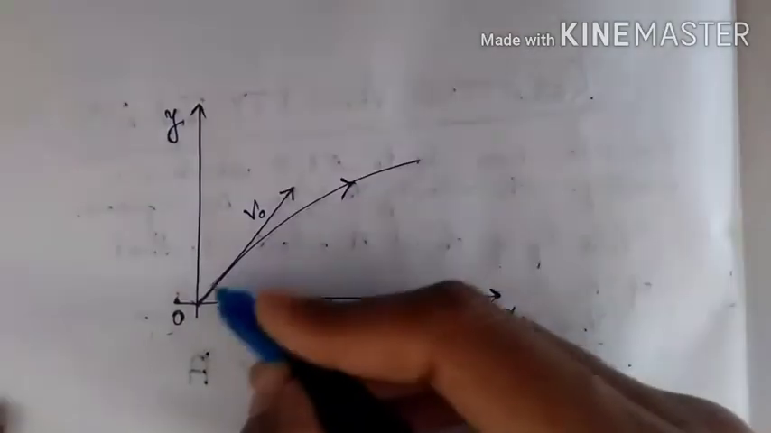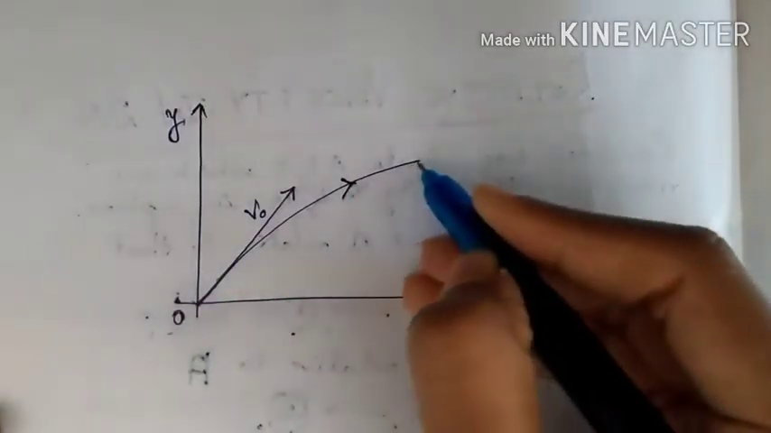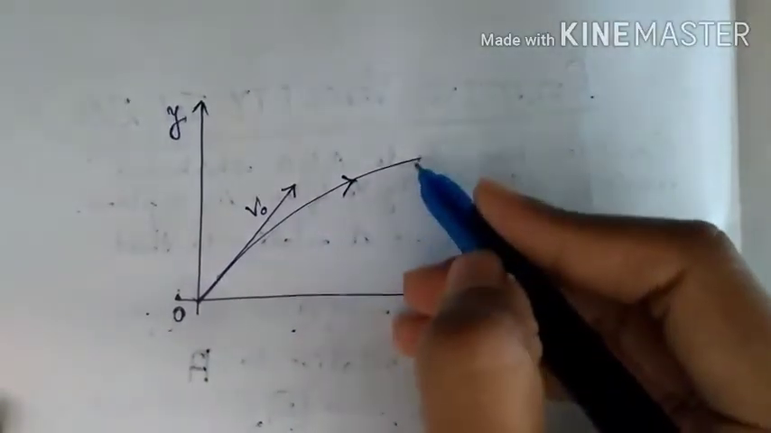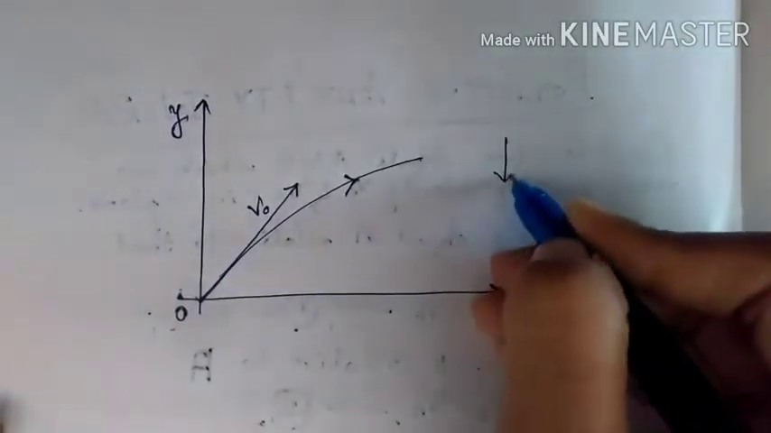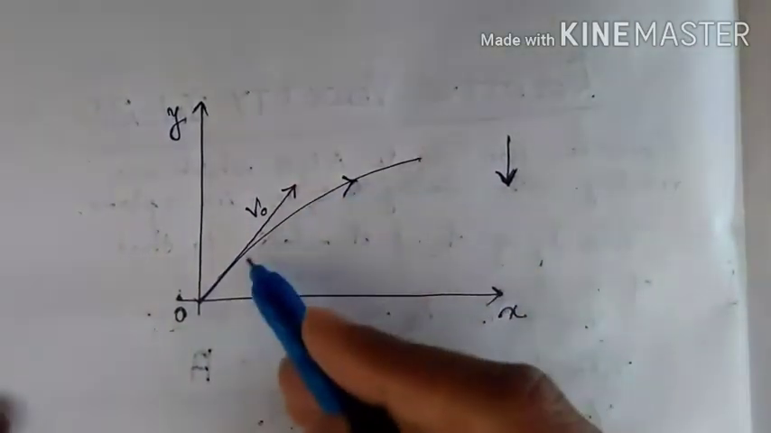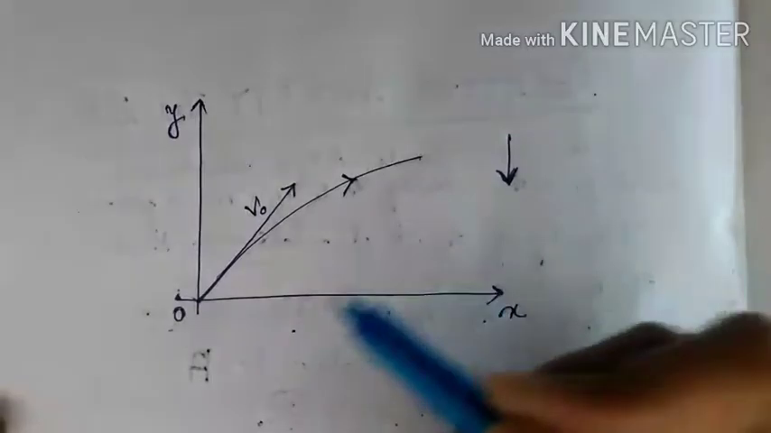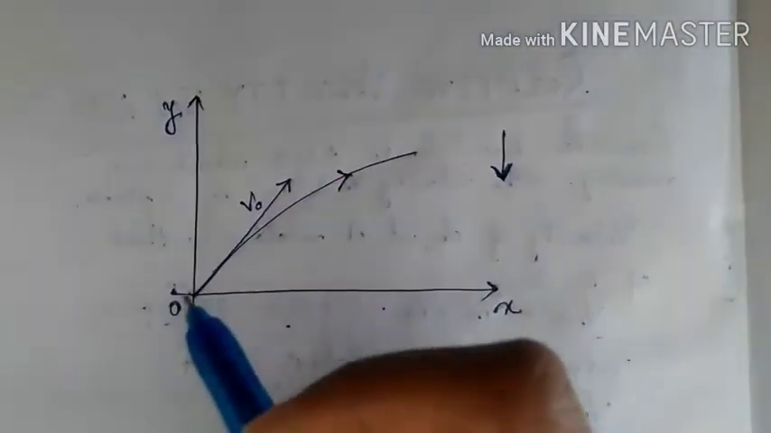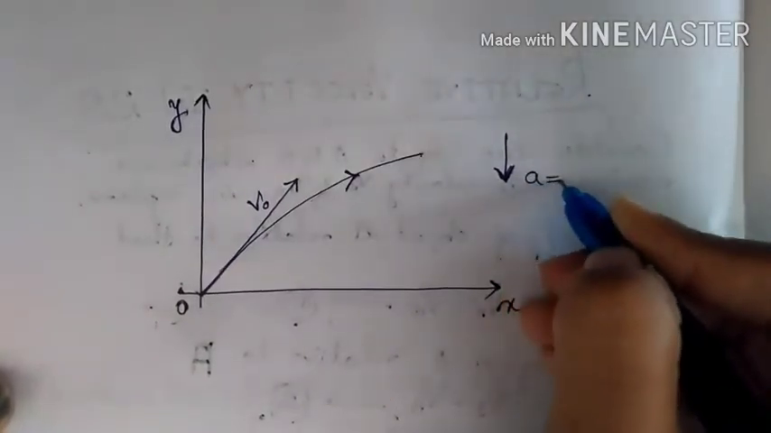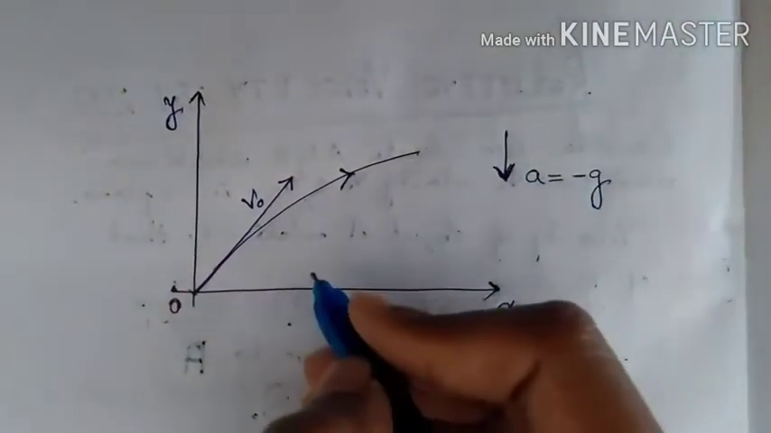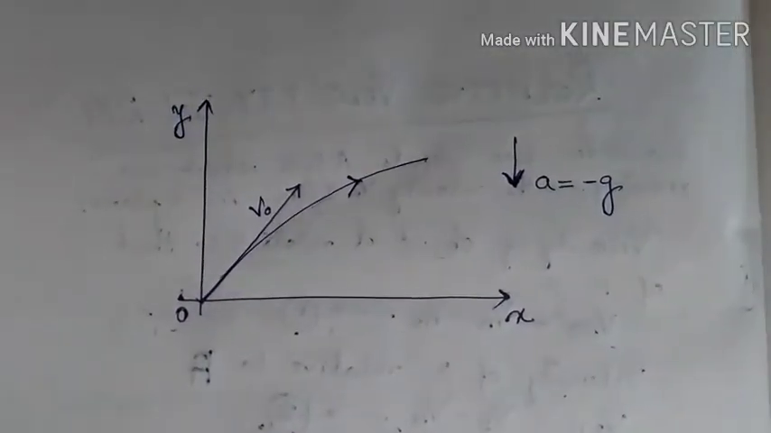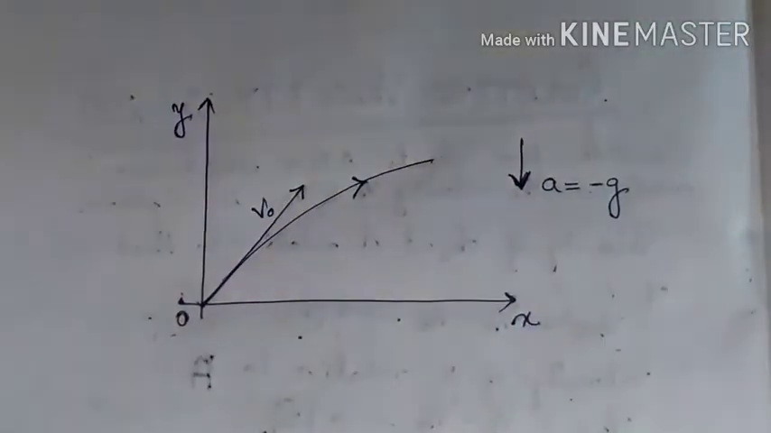Now if you see, the ball or bullet is rising, so this is opposite to the acceleration due to gravity. Acceleration due to gravity will be in this direction, whereas the ball is moving to a certain height. It's moving in the positive y direction. So acceleration due to gravity will be considered as minus g. This acceleration due to gravity will be in the downward direction.